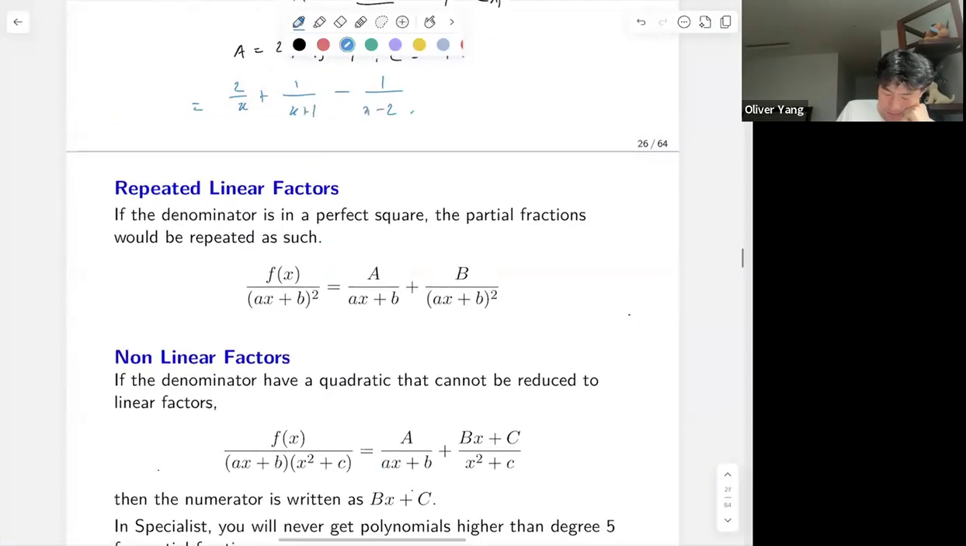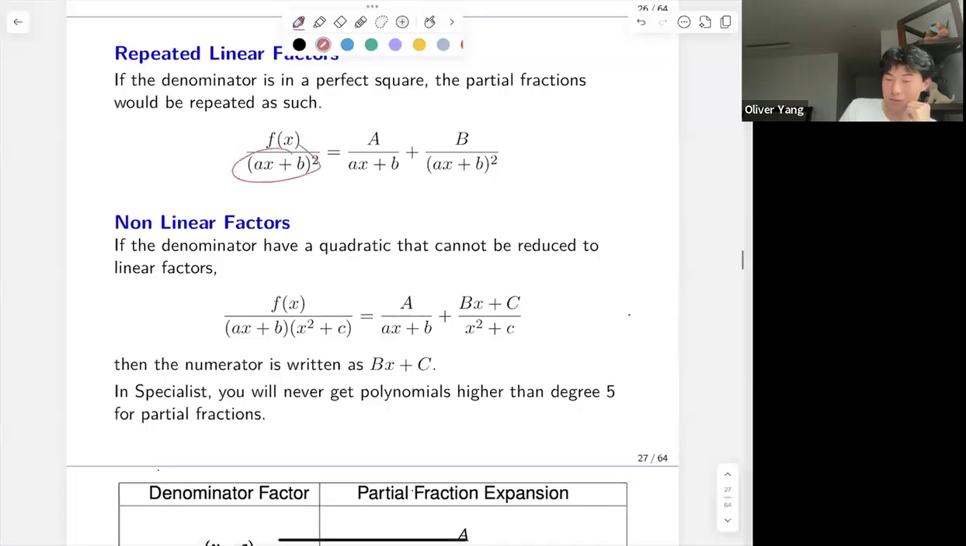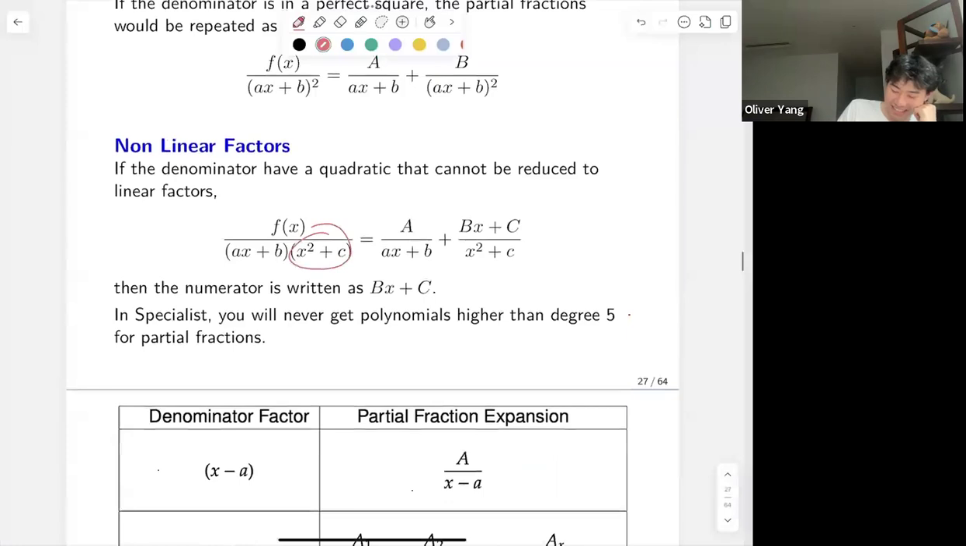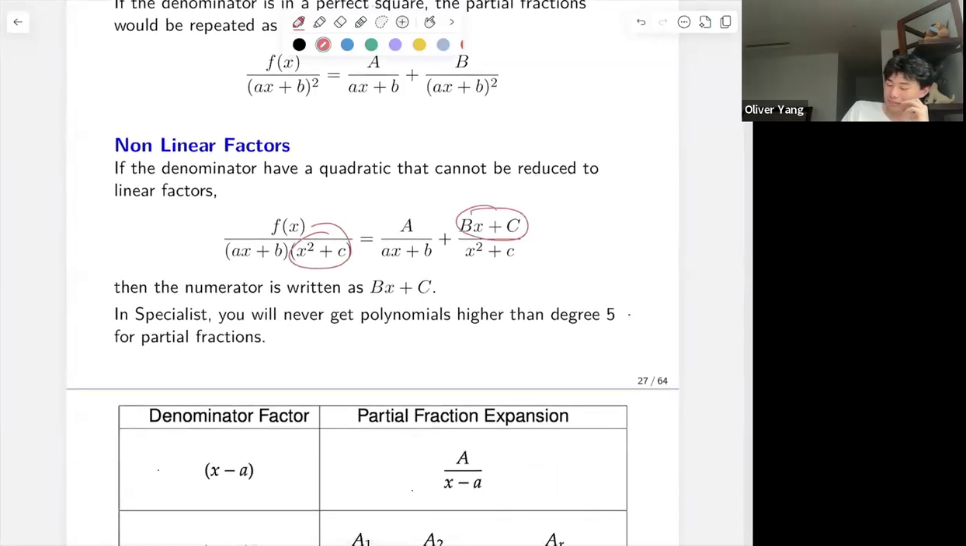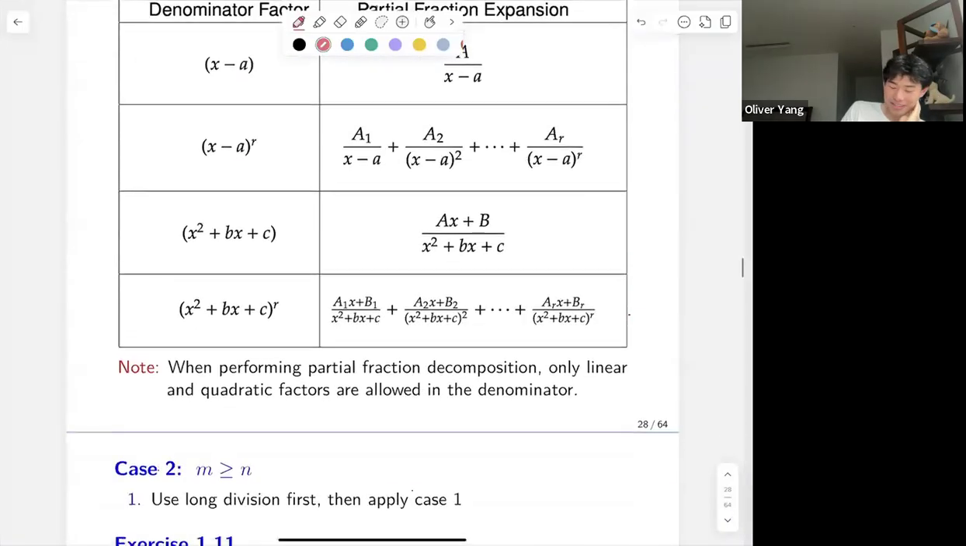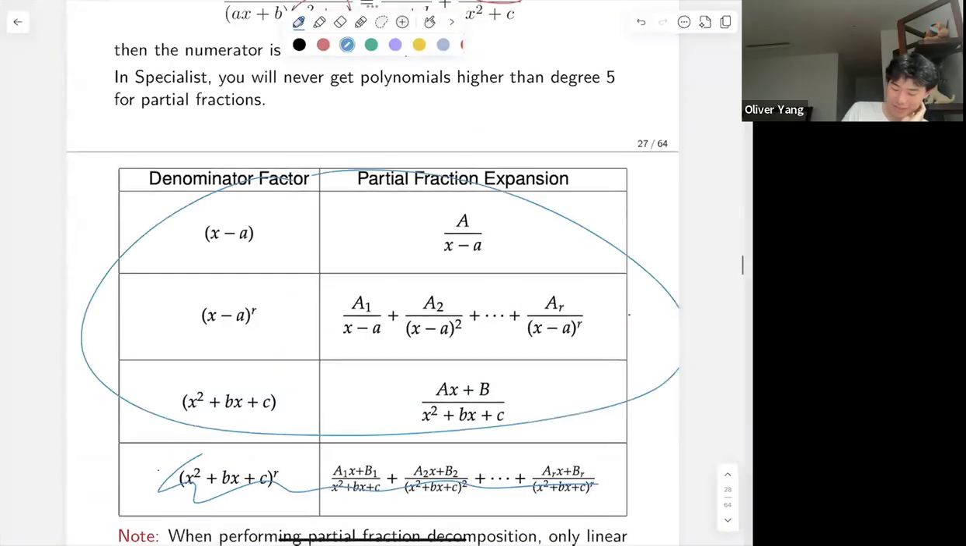So if we have something that's repeated, right? So a perfect square, we're gonna rewrite it twice. Yeah. That's just the way it is. You just gotta remember that. And then if we have something non-linear, like if we have an x squared inside, we're gonna write the numerator as bx plus c. Okay. Here's a table. It's a really useful table. I don't think as specialists you'll ever get this, so just focus on these.